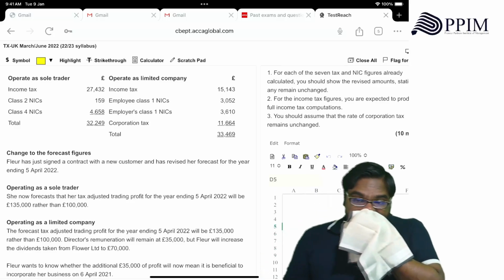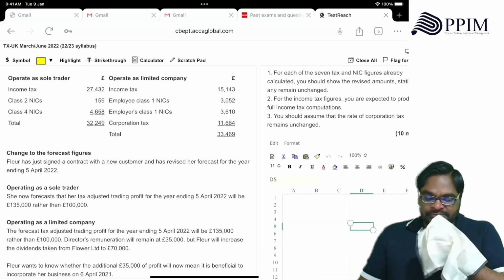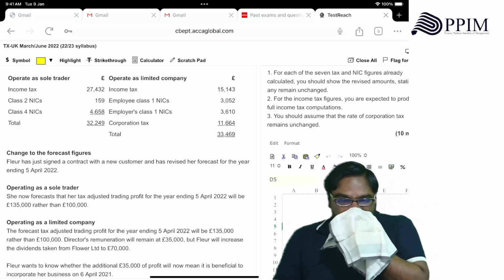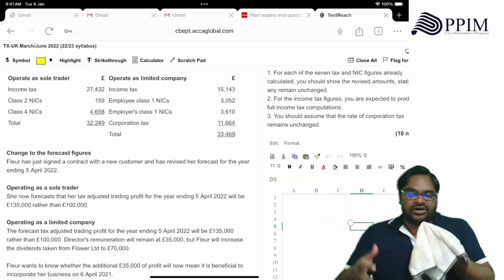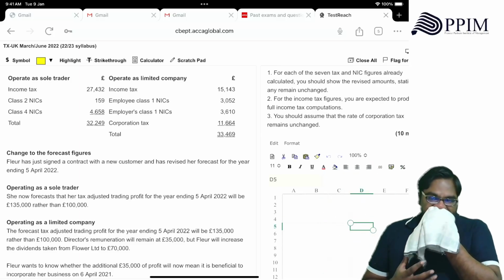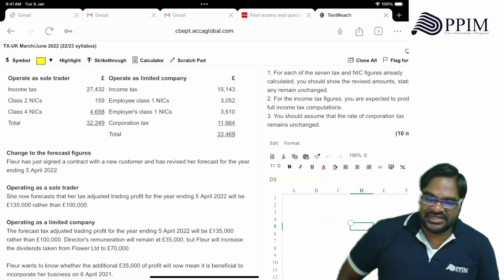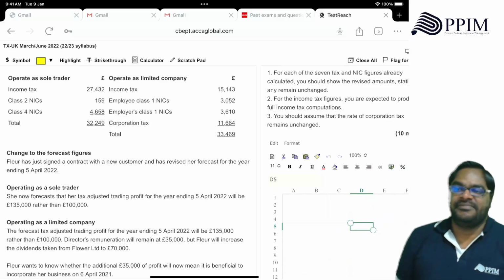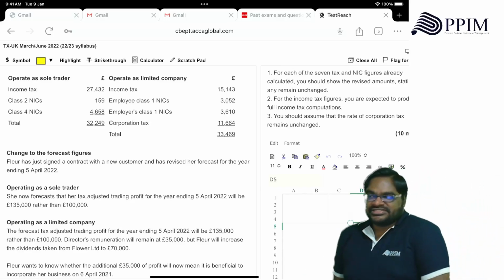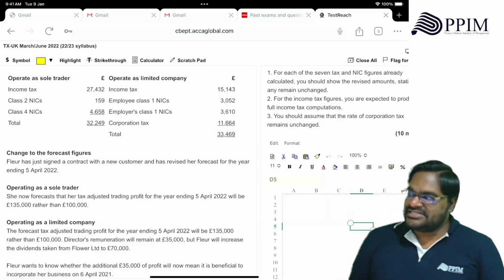Yes, they are asking for the detailed calculation, right? So you just need to compute all kinds of taxes. They have given 7 taxes for you: if you operate as a sole trader, 3 taxes; if you operate as a company, 4 taxes. So you just need to calculate all 7 taxes.